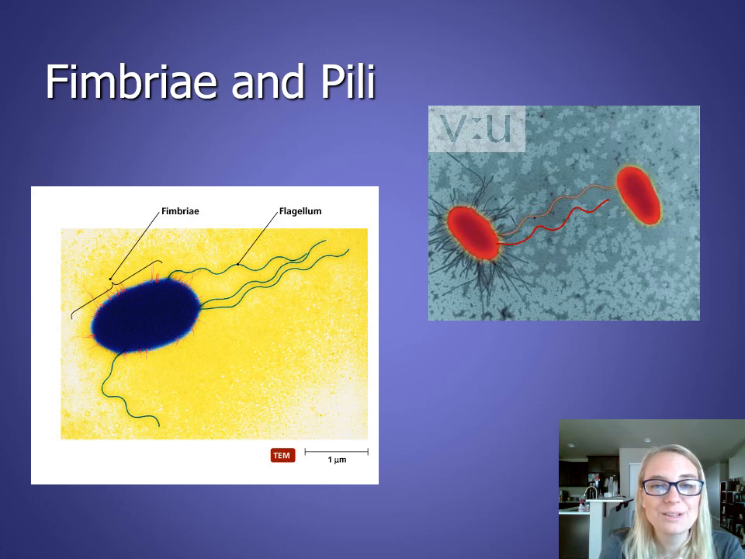Okay, all right, so those are our extracellular structures. We're going to move on to the next topic, which will be the cell wall, and we will learn the difference between a gram-positive and gram-negative cell.